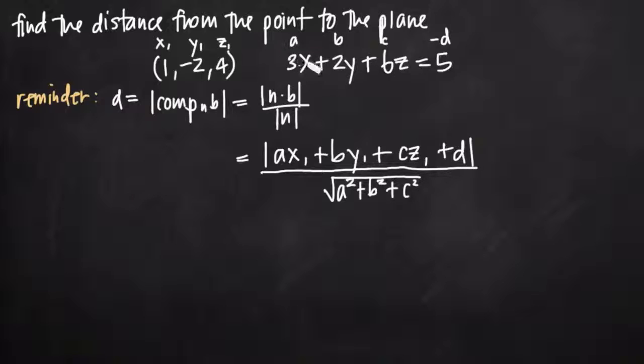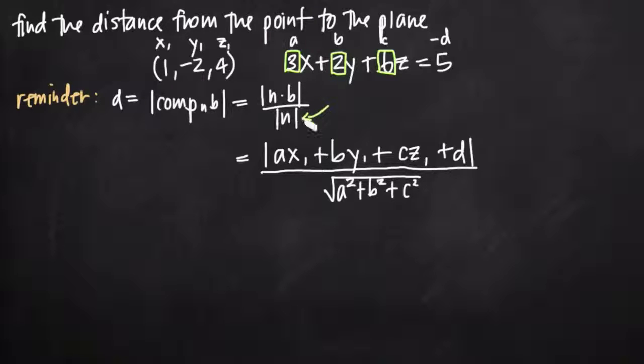These are just the coefficients on our x, y, and z terms, and then we have this constant here. So the coefficient on the x term will be a, the coefficient on our y term will be b, and the coefficient on our z term will be c. And that should help us to start to see the relationship between these two formulas, because here in the denominator we have the magnitude of our normal vector.